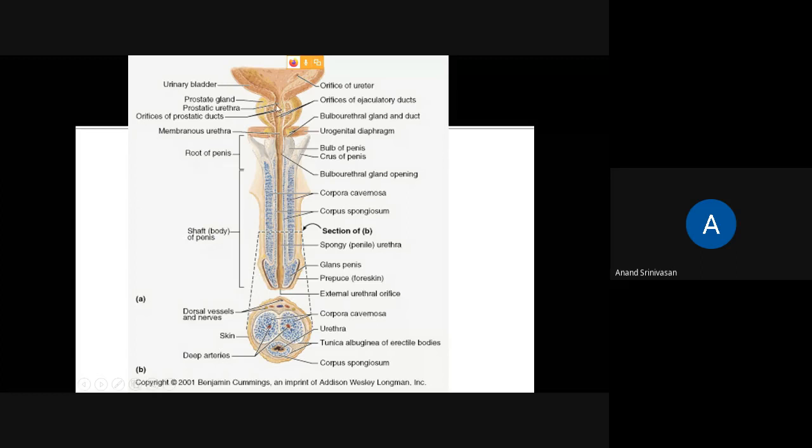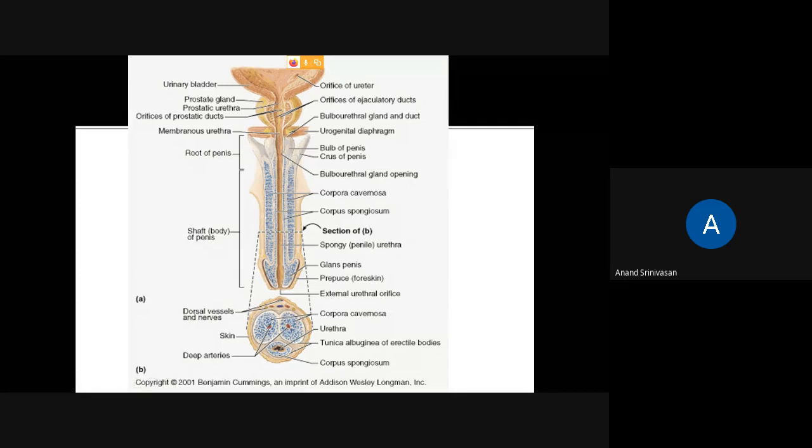So three parts of the urethra: prostatic urethra, membranous urethra, and penile urethra. Prostatic is the most dilatable part, membranous is the narrowest part, and the penile urethra is the longest part. The penile urethra passes through the corpus spongiosum. Any doubts until now?